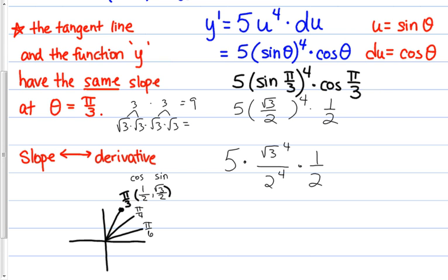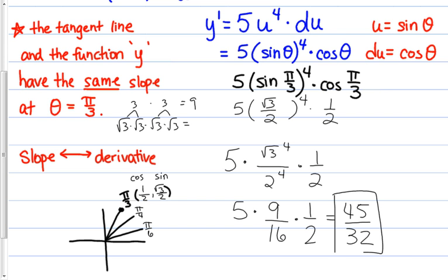So I have, let's see, I'm just going to do it bit by bit. 5 times 9 over, all right, 2 to the 4th. So 2 times 2 is 4, times 2 is 8, times another 2 is 16. And then you go 1/2. And then do math. 5 times 9 is 45. And then 16 times 2, that's 32. And there, ladies and gentlemen, is my slope.